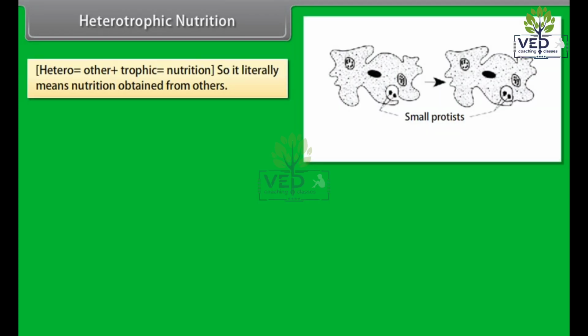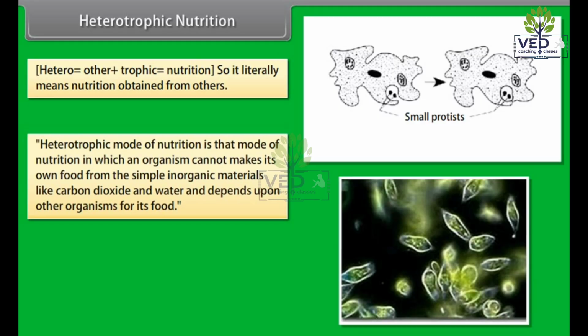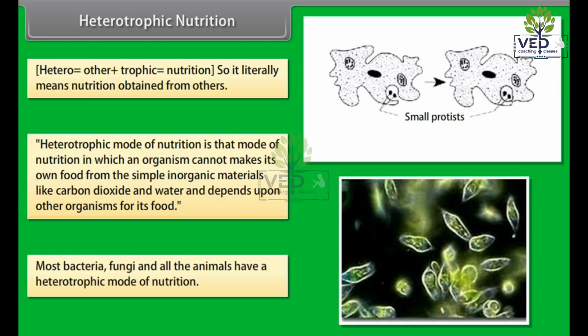Heterotrophic nutrition. Hetero means other, trophic means nutrition. So it literally means nutrition obtained from others. A heterotrophic mode of nutrition is that mode of nutrition in which an organism cannot make its own food from simple inorganic materials like carbon dioxide and water and depends upon other organisms for its food. Most bacteria, fungi, and all animals have a heterotrophic mode of nutrition.